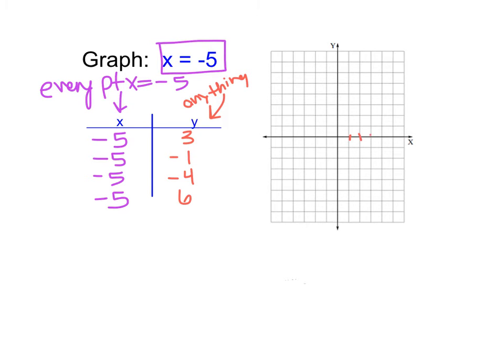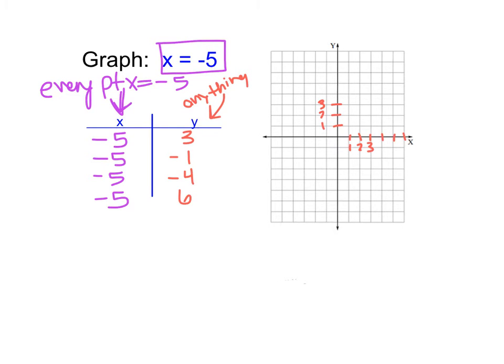So here I'm going to number my values. So that's 1, 2, 3 to stipulate these are each worth 1, and these are each worth 1 as well. And all I'm going to do here is go through and plot my points. I notice x is always negative 5, and then I picked some y values.